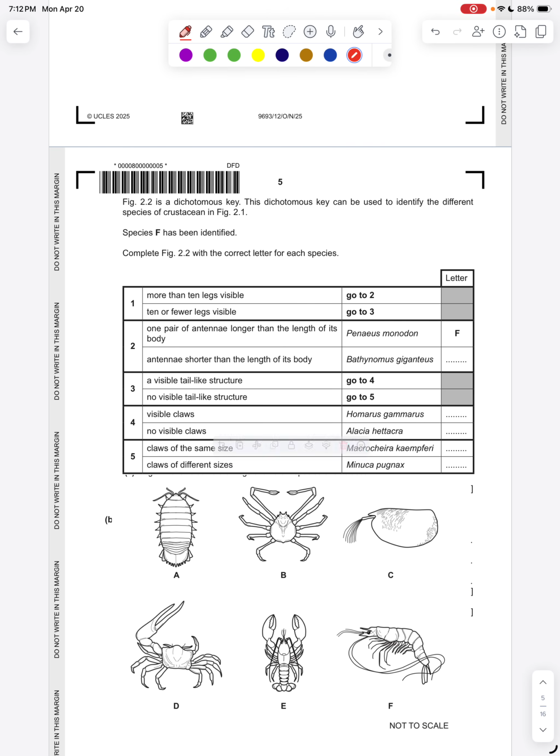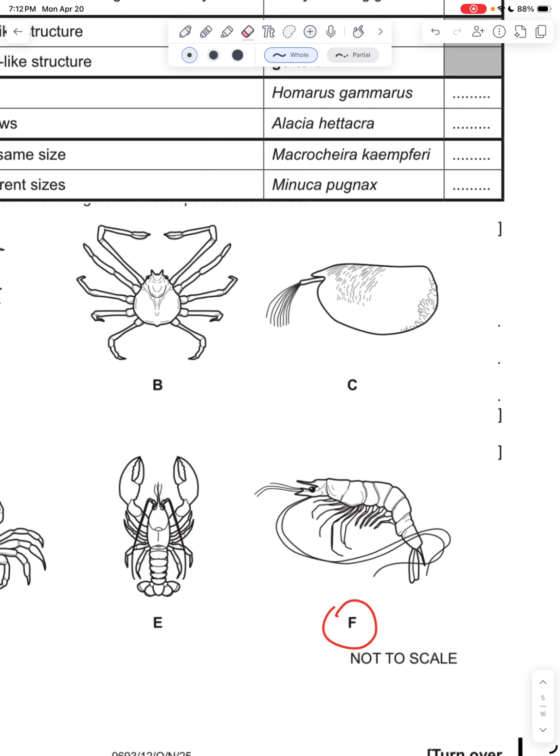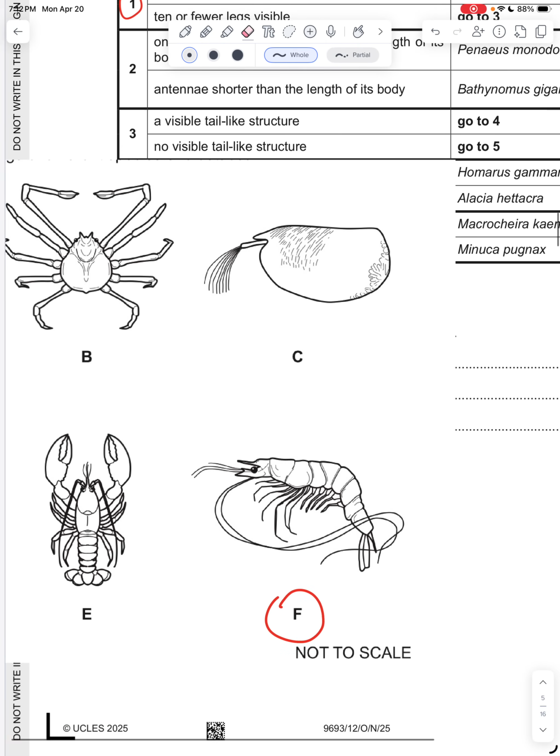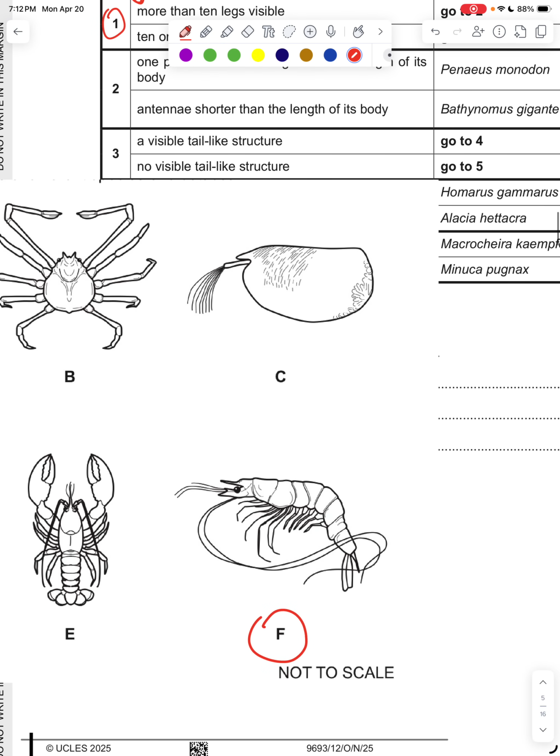So just as a quick review, I am going to redo species F so we can see why they chose that. For dichotomous keys, we always start at the first option and then the number 1 and the first option within that. So the very top of the key. And it says there's more than 10 legs visible. I'm looking here. 1, 2, 3, 4, 5. And that's just not 5 right there. We know that there's another 5 matching on the other side. So there's 10 little swimmerettes right there.